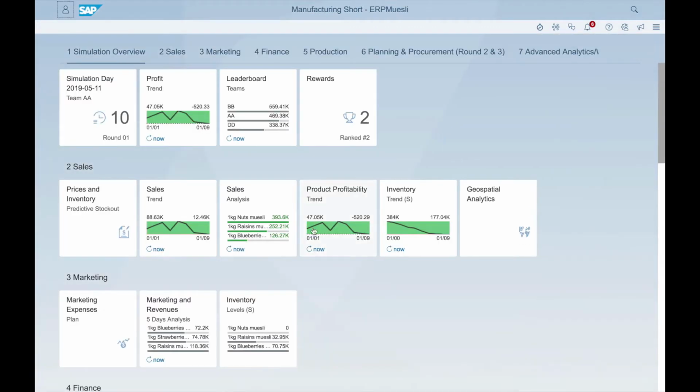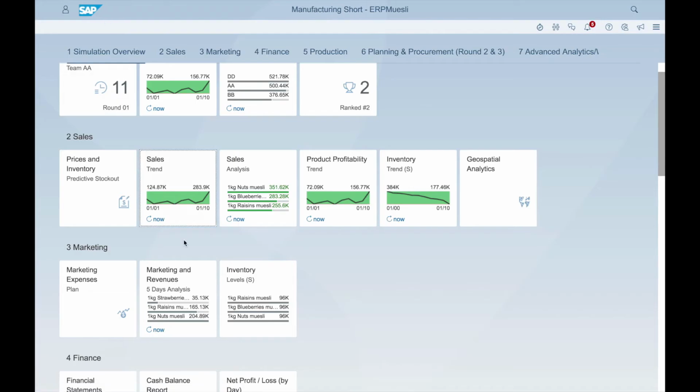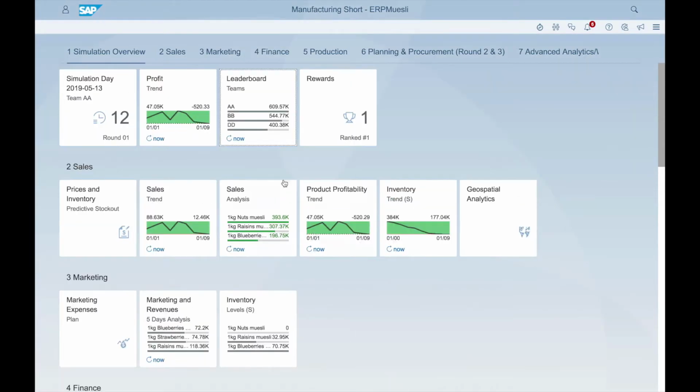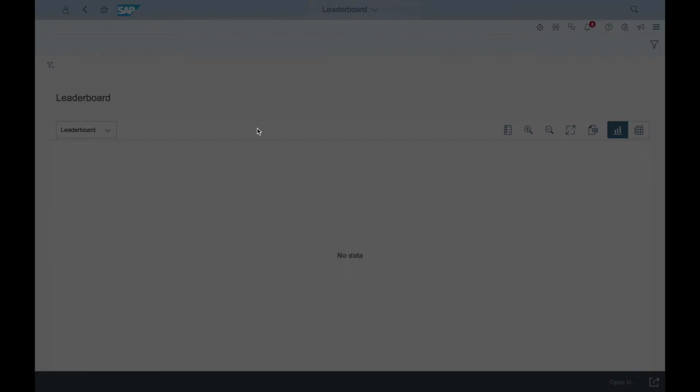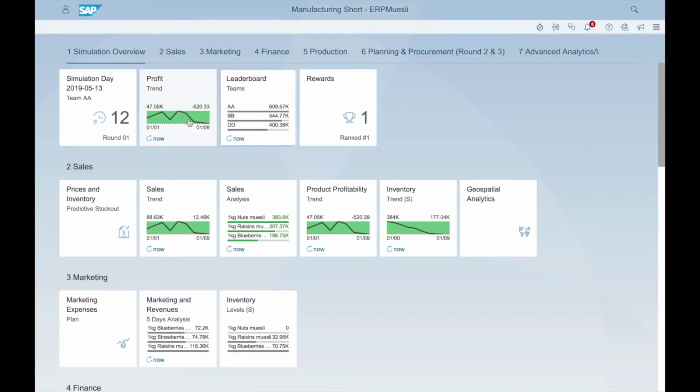However, I did recently make changes to my sales prices. What impact, if any, do my lowered prices for blueberry muesli have on sales? And there we have it. My changes did result in significant sales for blueberry muesli, which down the road should reflect positively on the performance of my team. If I go ahead and open the leaderboard here, I can see how I stand against the other teams, and yes, my team is in the lead.